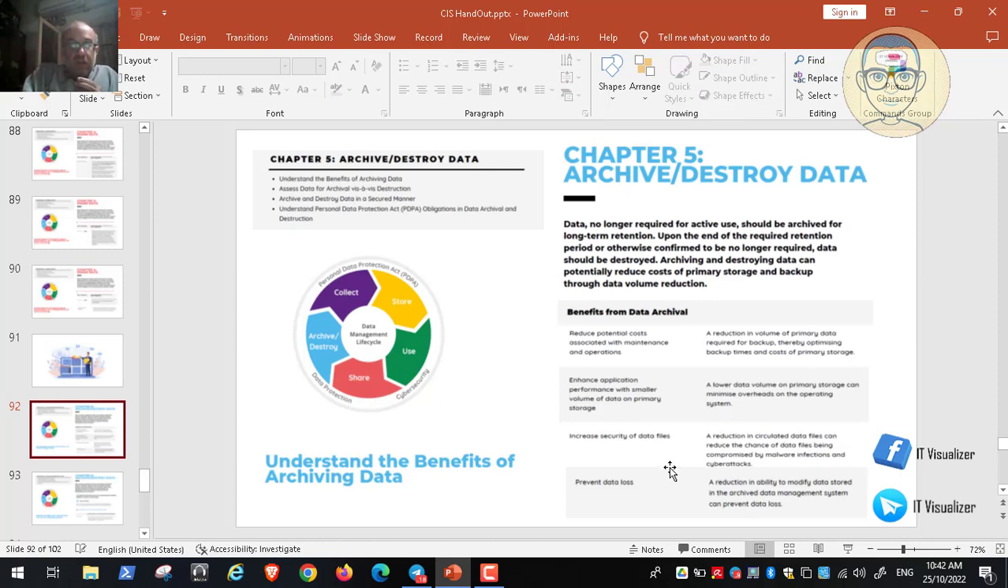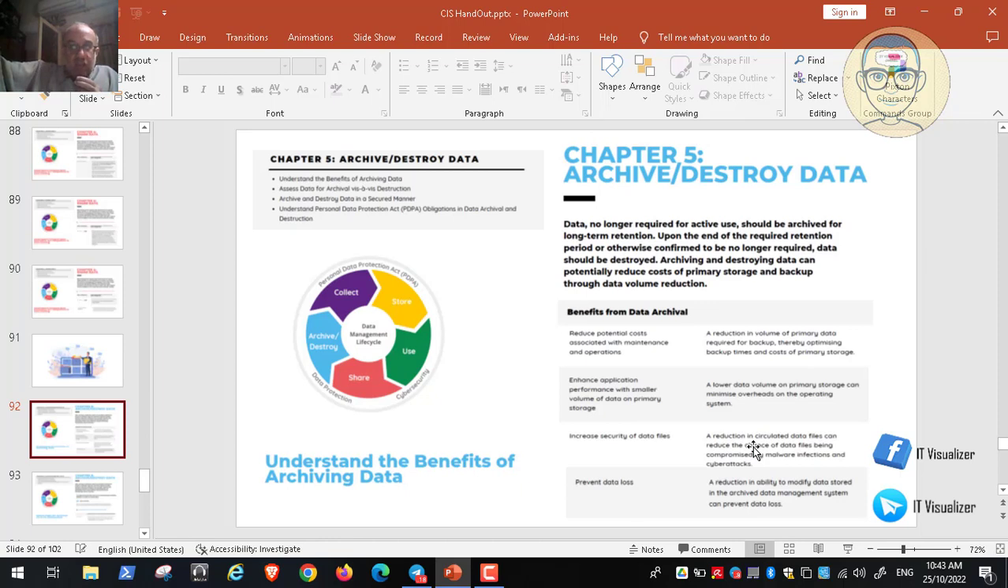Increase security of data files. A reduction in circulated data files can reduce the chance of data being compromised by malware, infections, and cyber attacks. So the less data you have, the less the effect of a cyber attack will be. Let's have a scenario. If you have, for example, 100 terabytes of data, and you have archived 50 terabytes of this data, and the remaining 50 terabytes is hacked, this will be in a much better situation than if all of the 100 terabytes is hacked.